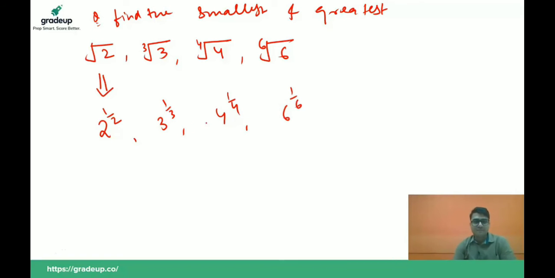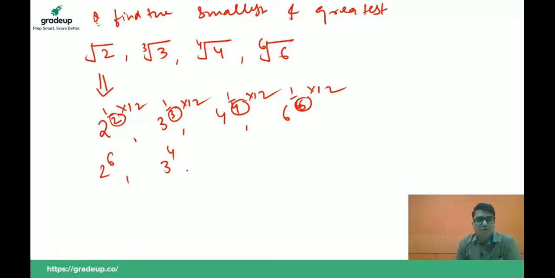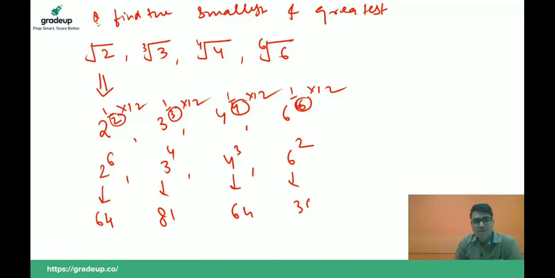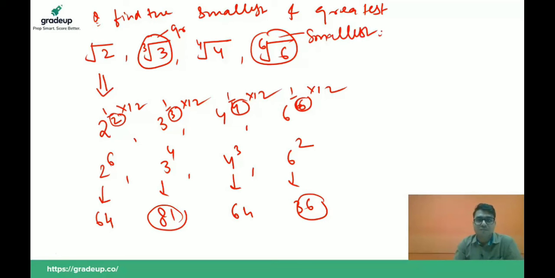Now the next step is you have to take the LCM of these denominators. LCM of these is 12, and multiply by 12 here. 2 raised to the power 6, 3 raised to the power 4, 4 raised to the power 3 and 6 raised to the power 2. Now, 2 raised to the power 6 is what? 64. This is your 81. This is your 64. This is your 36. Now whichever is higher gives you the greatest value. Whichever is lower gives you the smallest value. I hope you got the point. In these type of questions, you have to go like this. Now let's move on to the next question.